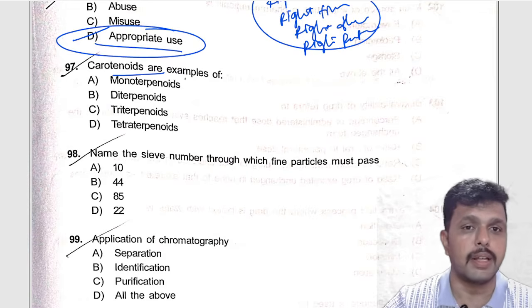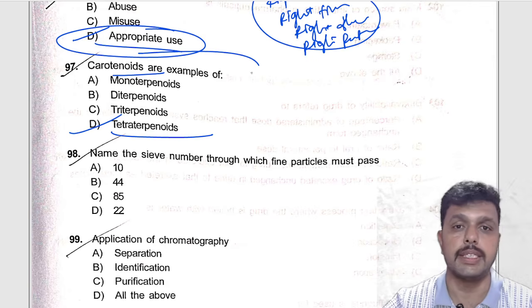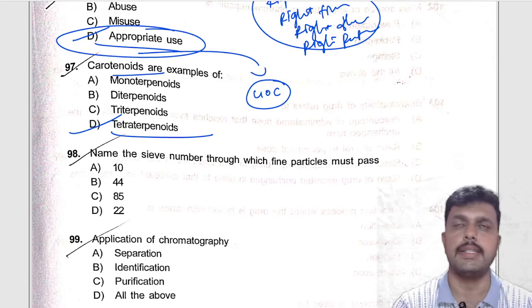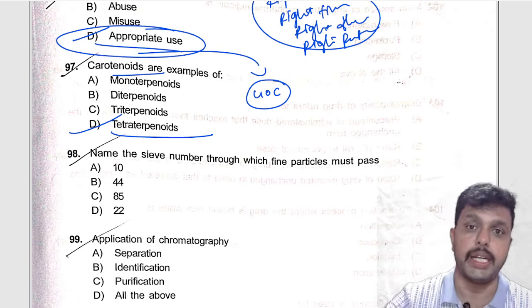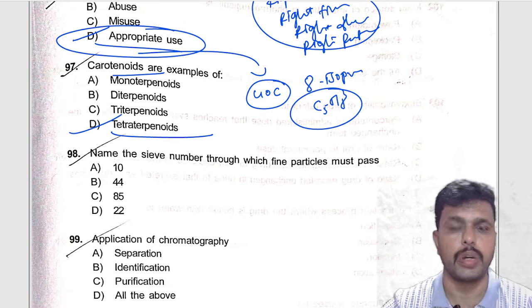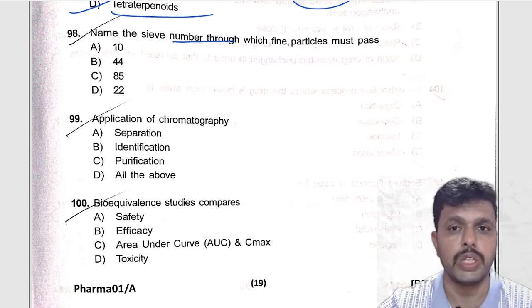Next, carotenoids are examples of tetraterpenoids. Carotenoids contain 40 carbon units, which means they contain 8 isoprene units. One isoprene unit means C5H8. Okay, yes. Next, name the sieve number through which fine particles pass.